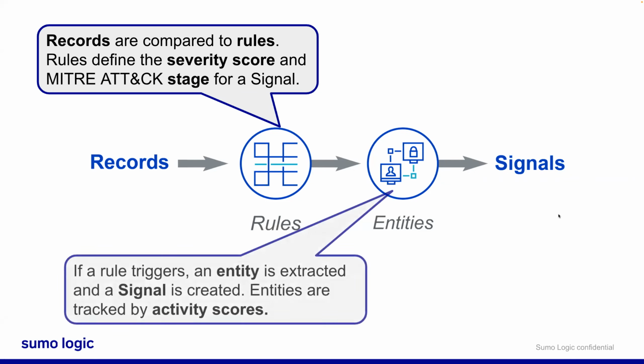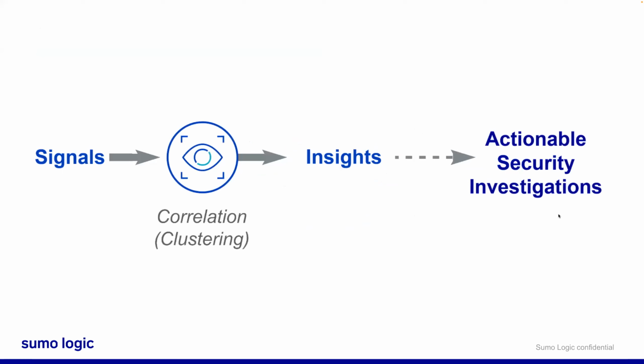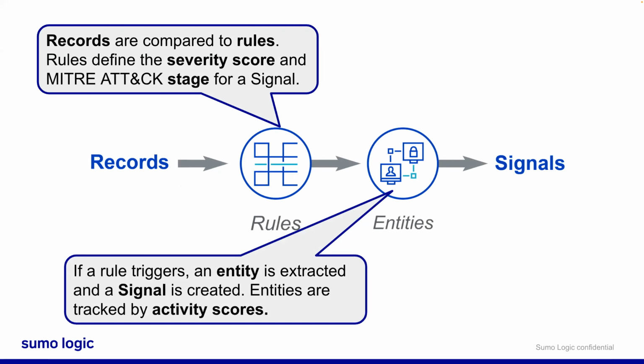What we're referring to when we talk about an entity is it's like a noun, or more exactly like a pronoun. It's going to be the who. It's going to be an IP address. It's going to be a MAC address. It's going to be a host name. The entity is going to tell us who or what was involved in the event that the record described. And those entities are going to be extracted from the records.